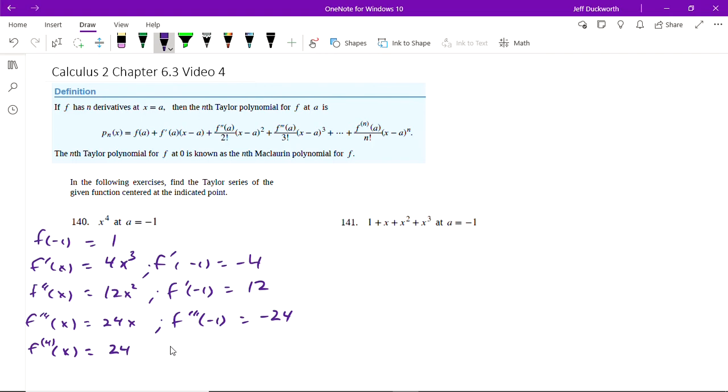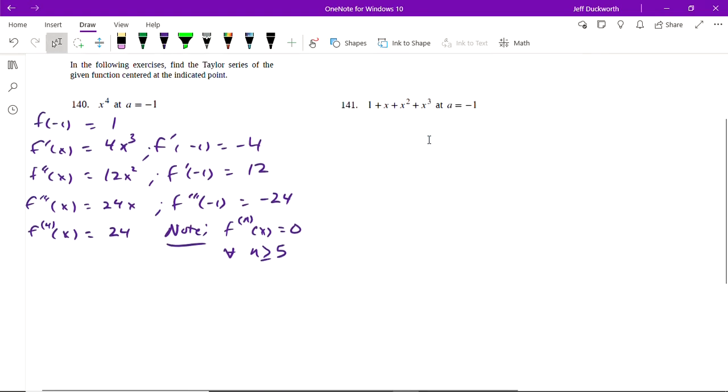So we also know that the nth derivative of x to the fourth will equal 0 for all n greater than or equal to 5. So now we've got to put this together. So our Pn in this case is P4. I guess it doesn't matter. We'll just do Pn because everything after that's going to be chopped off anyway.